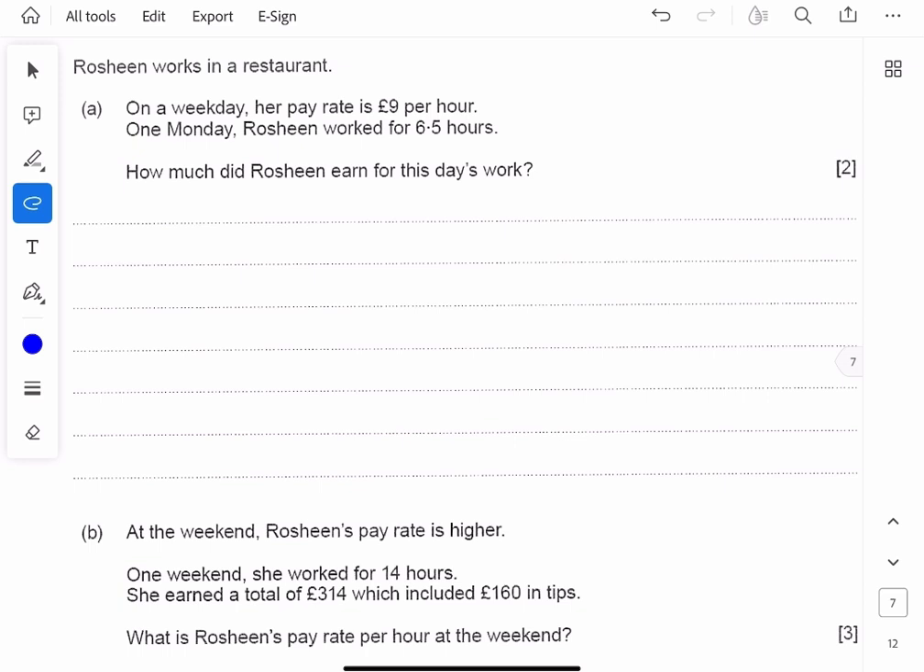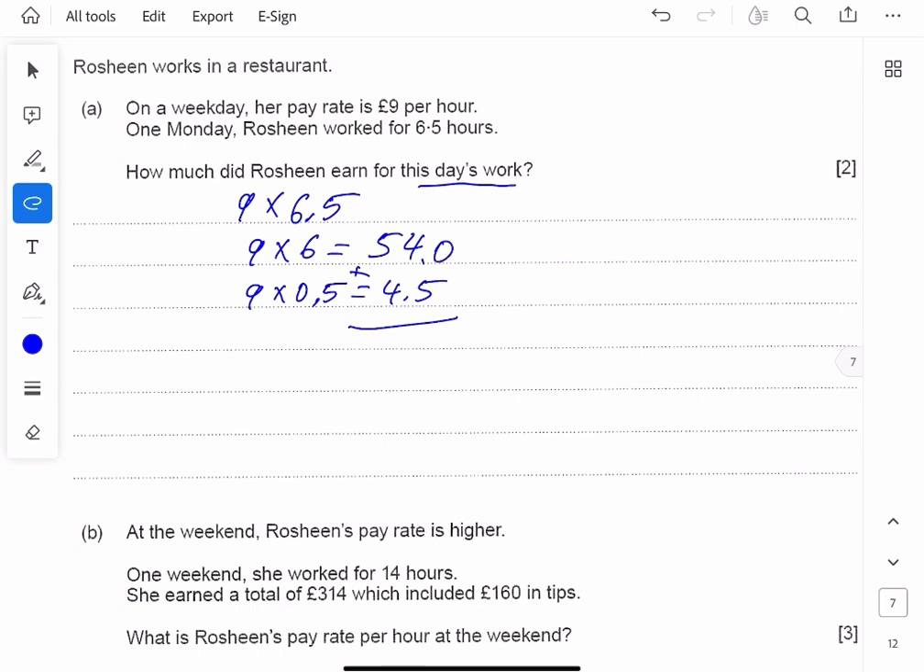So we need to work out the total for Roisin. So he works 6.5 hours, and he gets paid £9 per hour. Just multiply the amounts. So if you don't have a calculator here, you can break that 6.5 into 6 and 0.5. Work them out separately, and then add your answers together.